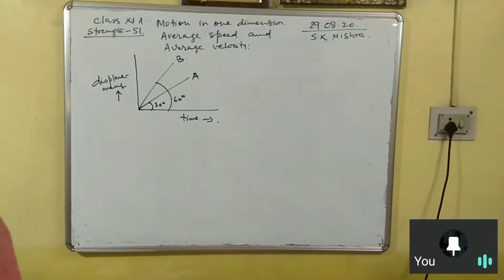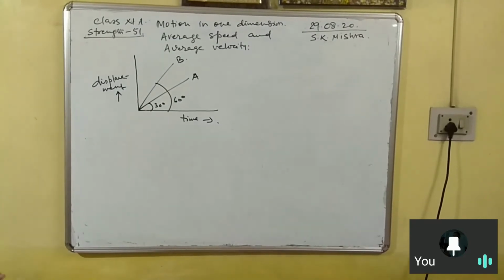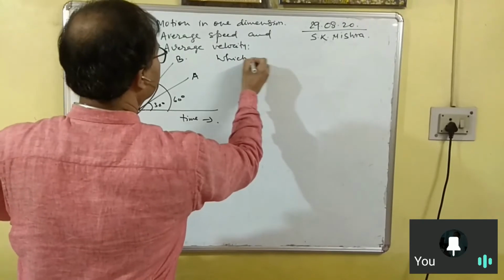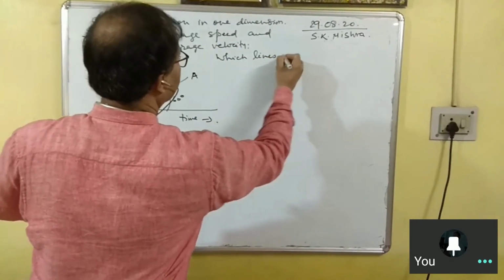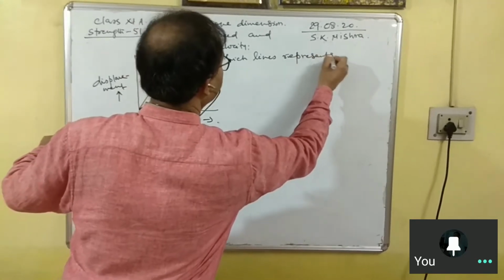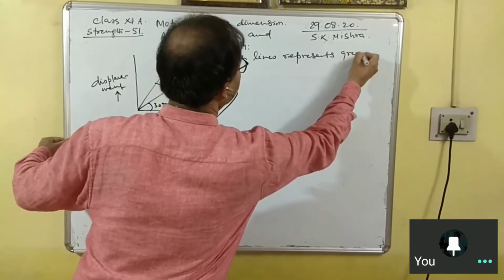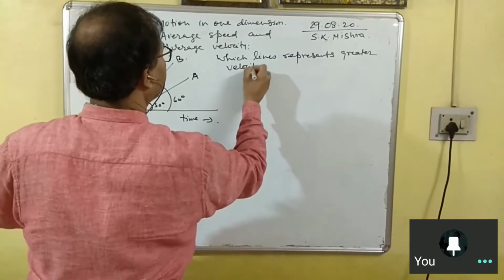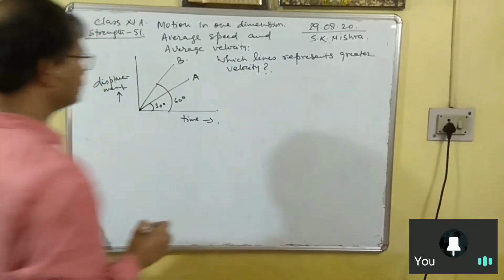Which line represents greater velocity? The question, which line represents greater velocity? So how will you solve this question?